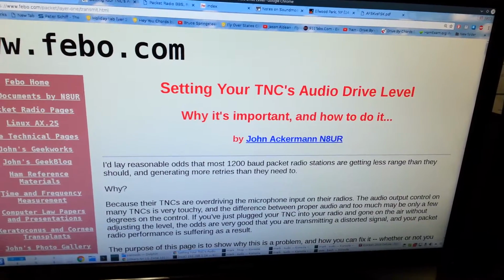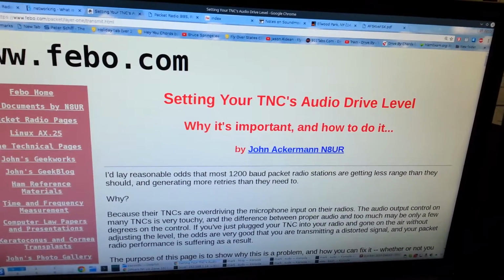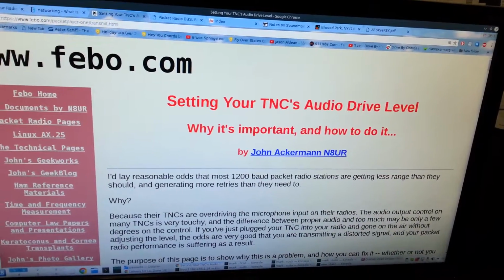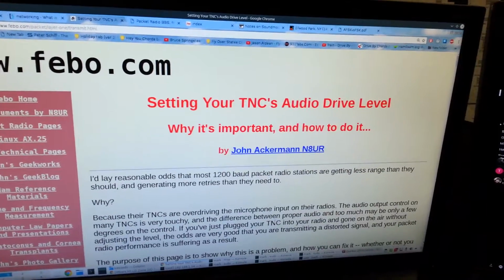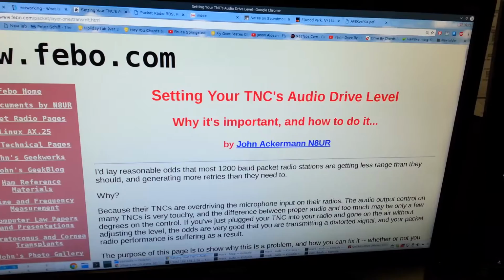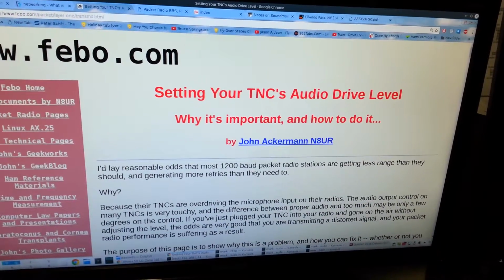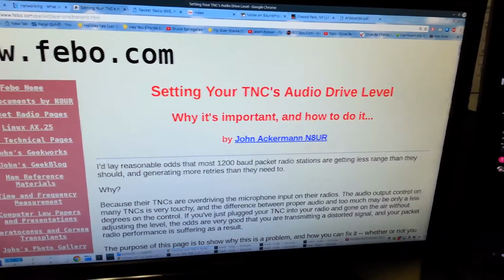And then he goes on to explain basically that due to the pre-emphasis and de-emphasis that most radios apply to the signal coming in to their microphone, that can cause problems when it comes to transmitting packets, because the radio can't really distinguish between voice and packet.